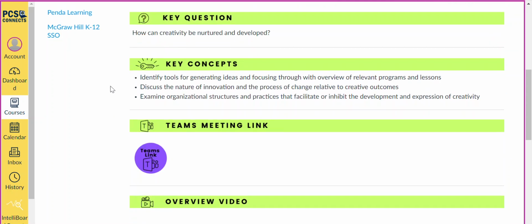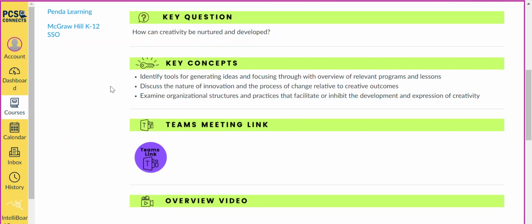So some of the things that you're going to be doing, your key concepts, are going to be identifying tools for generating ideas and focusing through with overview and relevant programs and lessons. We will be looking at a lesson plan this module. We're going to discuss the nature of innovation and the process of change as it relates to creative outcomes. We're going to examine organizational structures and practices that facilitate or inhibit the development and expression of creativity.